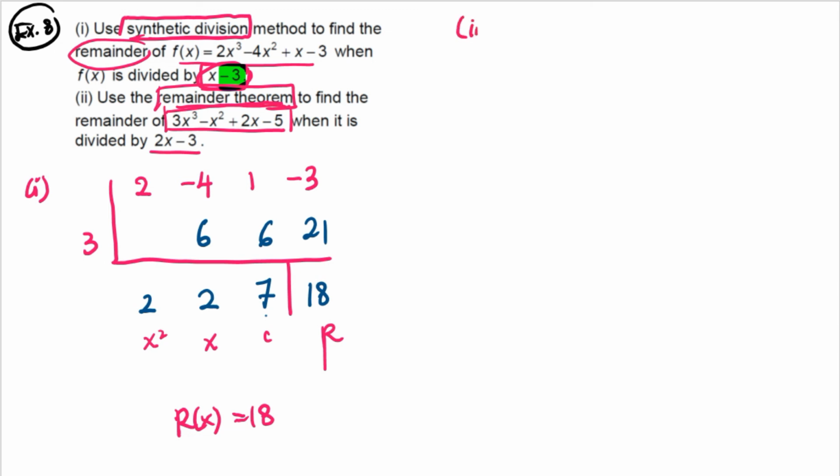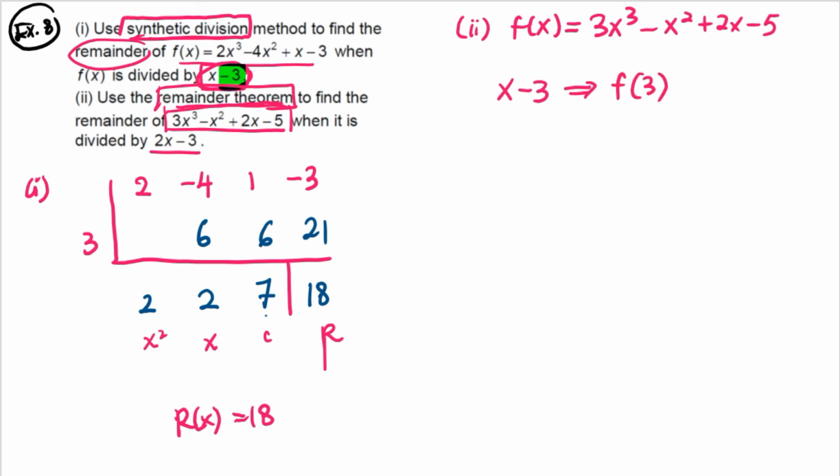Suppose that is the function in the second question. I put it as f(x), the function 3x cubed minus x squared plus 2x minus 5. If we divide f(x) by x minus 3, to find the remainder we just need to find f(3). That is the remainder. If the question asks us to find the remainder when f(x) is divided by x plus 1, then I have to find f(-1).